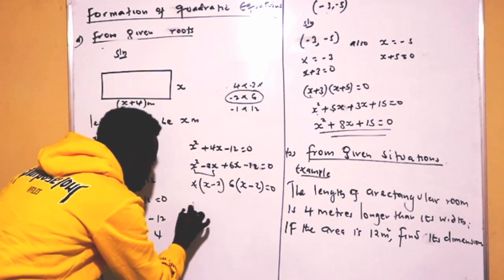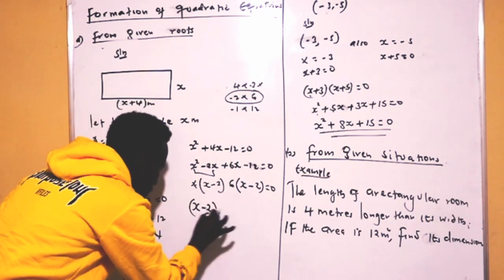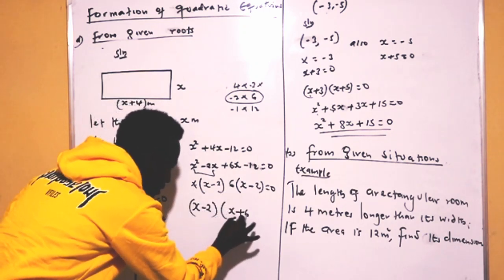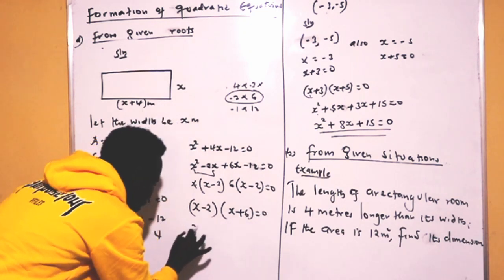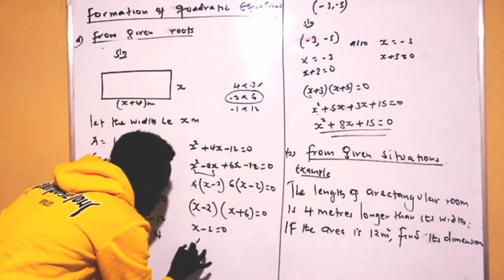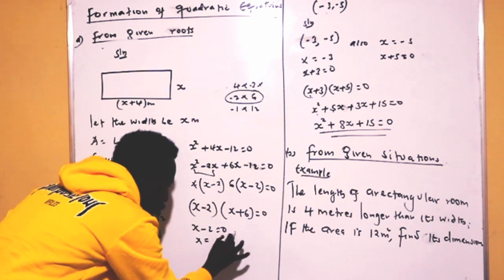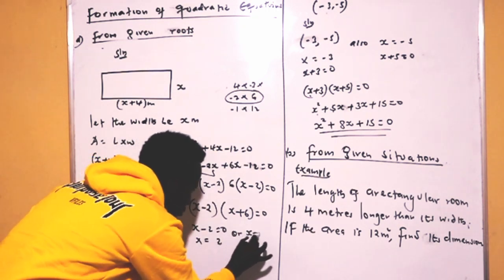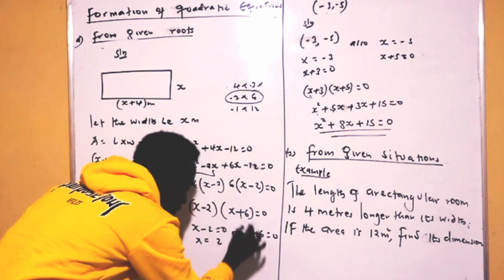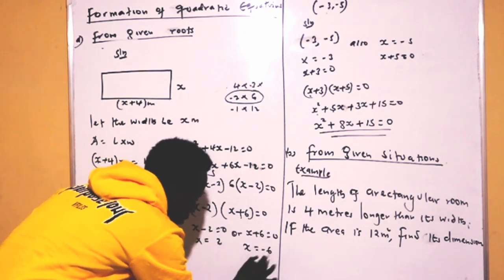So take one of these. We have x minus 2 in bracket times x plus 6 is equal to 0. x minus 2 is equal to 0, so x is equal to 2. Or x plus 6 is equal to 0, then x is equal to negative 6.